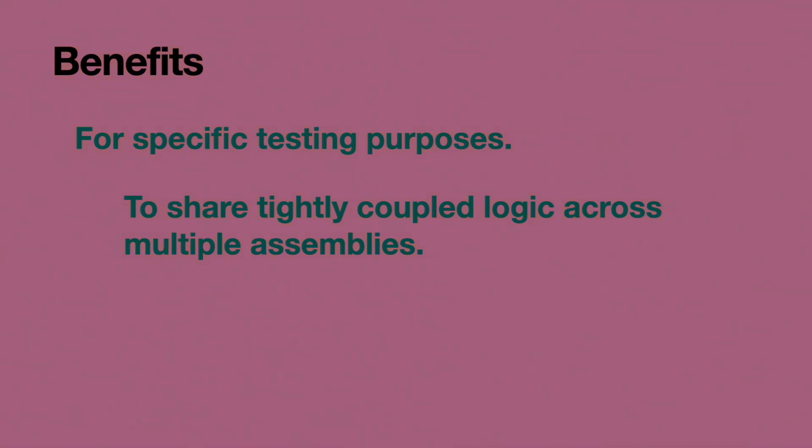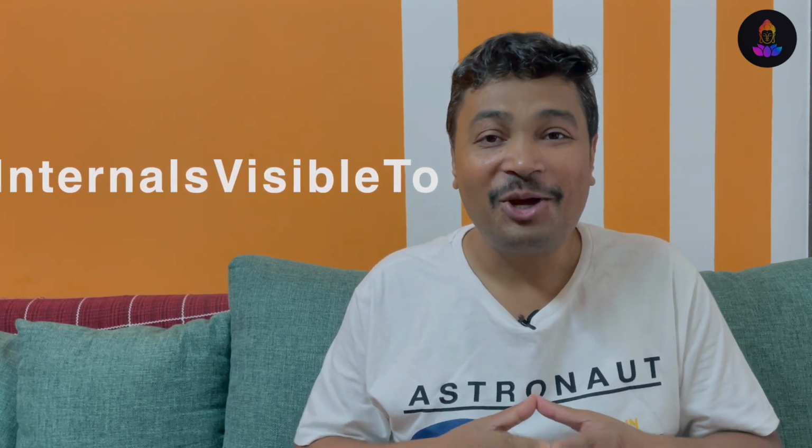The last one is to share tightly coupled logic across multiple assemblies. I mentioned that there should be a policy that one module should not disturb another module, but here we share logic between them, tightly coupled. I hope today you have understood the friendship concept, or the InternalsVisibleTo keyword in C#.NET, and how to share one member of one assembly with another assembly. I hope this video has been useful to you.